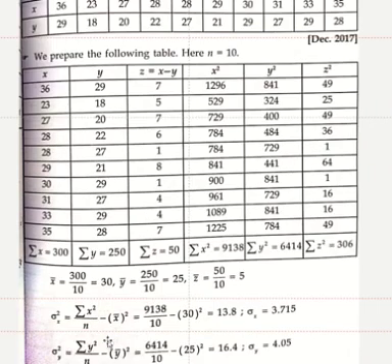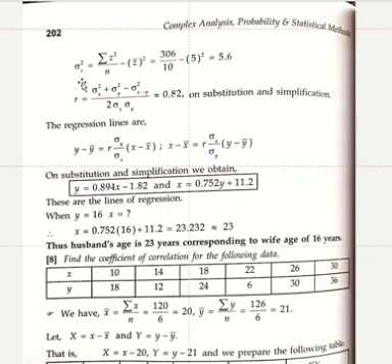Next, sigma y whole square is equal to summation of y square divided by n minus y bar whole square. That is equal to summation of y square, 6414, divided by n is 10, minus y bar whole square. Here y bar is 25, square. After simplifying we get 16.4. Sigma y whole square is equal to 16.4. Take the square root on both sides. Sigma y is equal to the square root of 16.4, which is equal to 4.05.